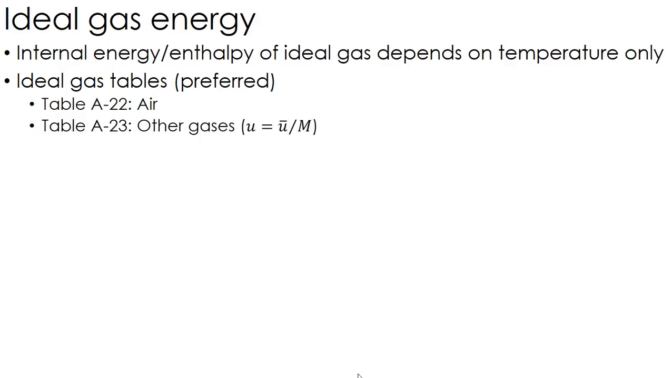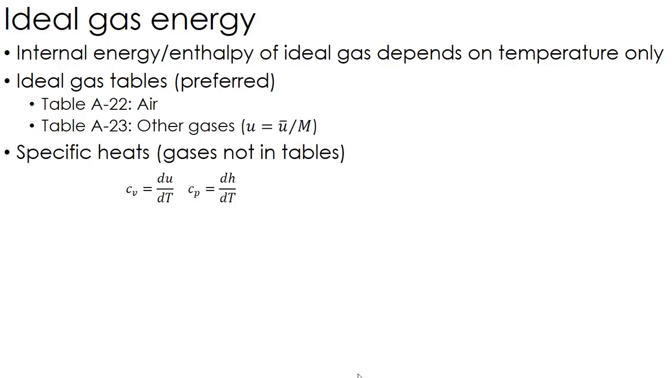The difference is it's giving me U bar and H bar. So to get it into the terms that we like, the specific internal energy, we need to take the value we get and divide it by the molecular weight of whatever gas it is that I'm looking at. Because in our terms, we're always going to be dealing with things in mass terms. So when you see U bar, just divide that by the molecular weight to get to U, which is in terms of mass, like we like it to be. Again, if you have a table, use it.